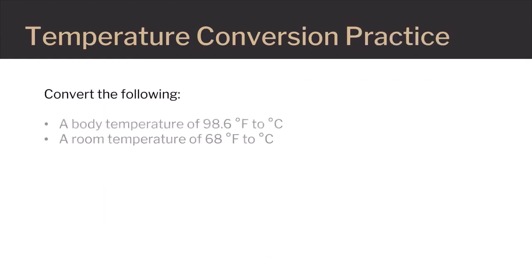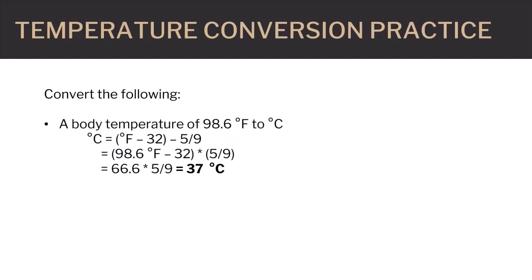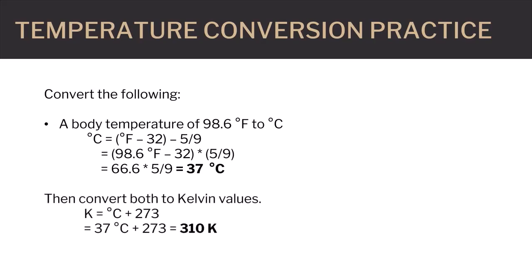Let's practice converting from degrees Fahrenheit to degrees Celsius, and then to Kelvin. If you recall from the conversion formulas, to convert from Fahrenheit to Celsius, we need to subtract 32 degrees and then multiply the result by 5/9. For the body temperature conversion, that will give us a result of 37 degrees Celsius. To convert to Kelvin, we would add 273 to the Celsius result, which will give us 310 Kelvin.